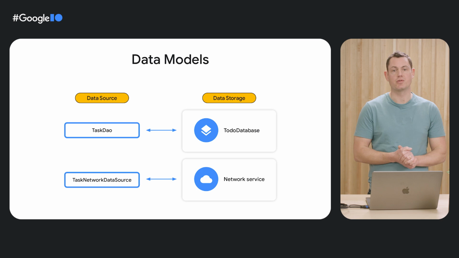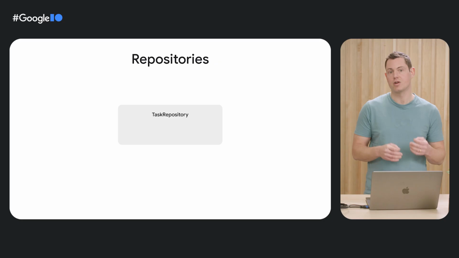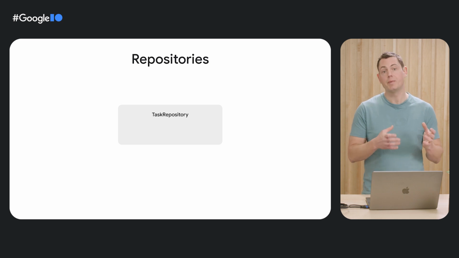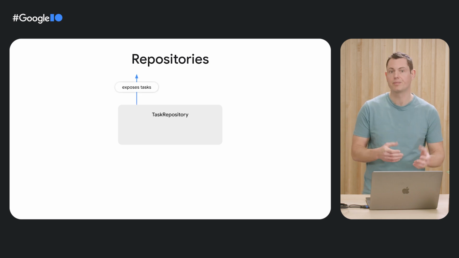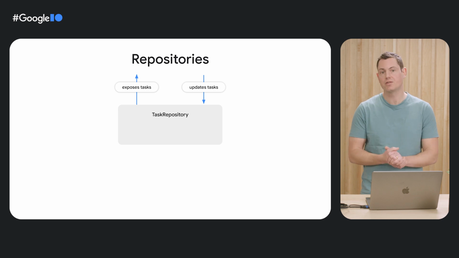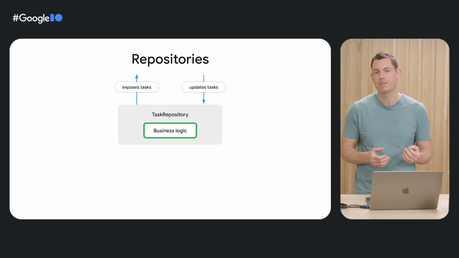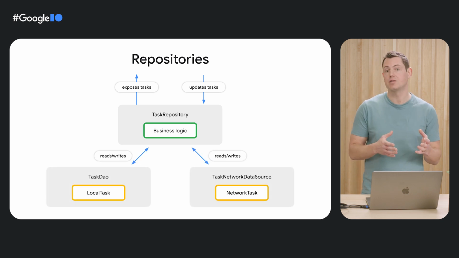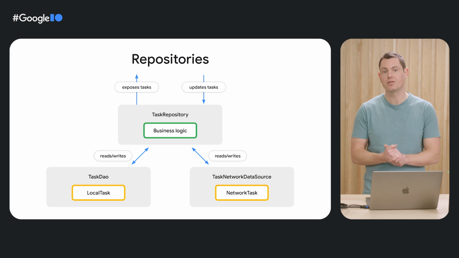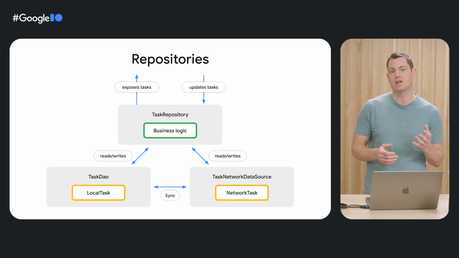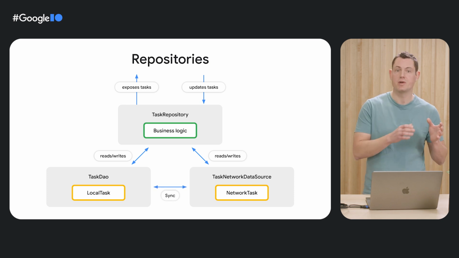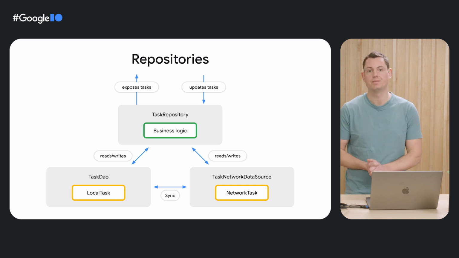Lastly, let's talk about repositories. A repository is what brings these data sources together. It's responsible for a single external data model. In this app, we'll create a task repository which manages tasks. Its role will be to expose those tasks, provide methods for updating tasks, execute business logic, such as creating a unique ID for each task, combine or map internal data models from data sources into tasks, and lastly, synchronize data sources, so copy data between the local database and the network.